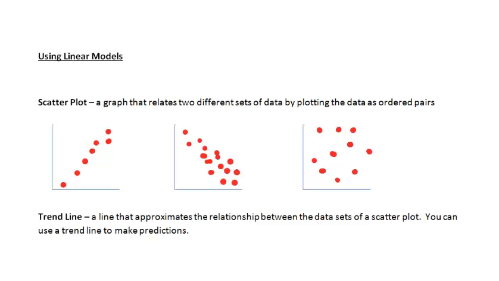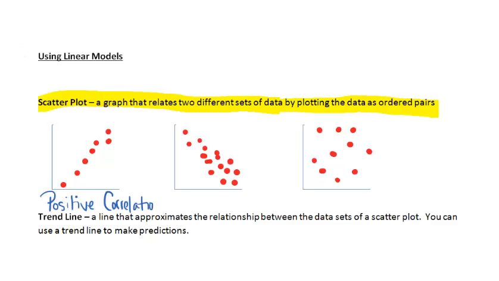You've seen scatter plots before, but by definition, a scatter plot is a graph that relates two different sets of data by plotting the data as ordered pairs. So I've plotted three different examples, and each of them has a different correlation. If we take a look at the first one, each of these points tend to be going in the same upward direction. This means that I have a positive correlation.